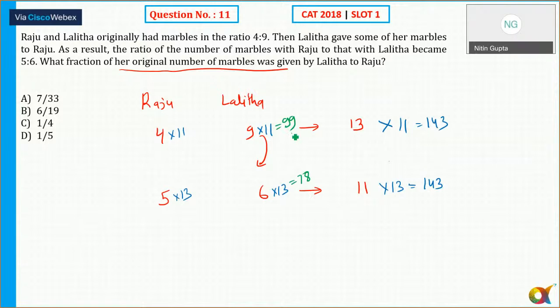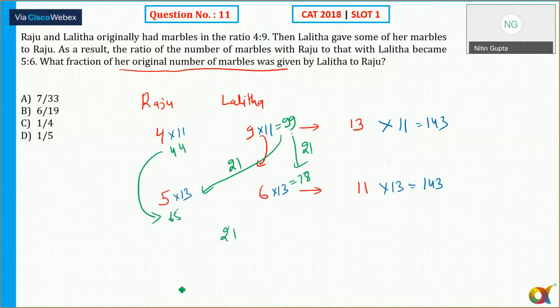So Lalita gave marbles to Raju: 99 minus 78, because the number of marbles with Lalita has dropped from 99 to 78. And what is the difference? That is 21. Which means Lalita has given 21 marbles to Raju. You can see it here: 4 into 11 is 44, and 5 into 13 is 65. So Raju has got 21 marbles extra from Lalita. So the answer is 21.